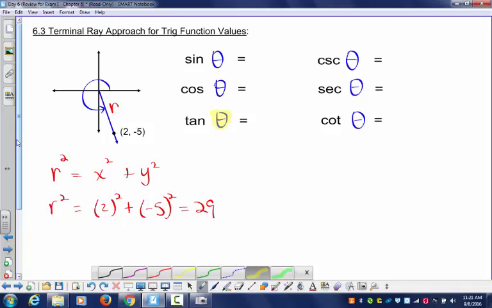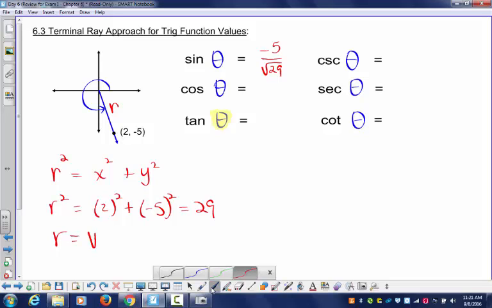All right, how about for sine? What'd you get? -5 over the square root of 29. So I didn't finish off my r here. r squared is 29, so r is root 29. We don't need a minus because r is distance. On the test, I don't care if you rationalize the denominator or not. If you want to, of course you can, but I'm not going to take off for that.